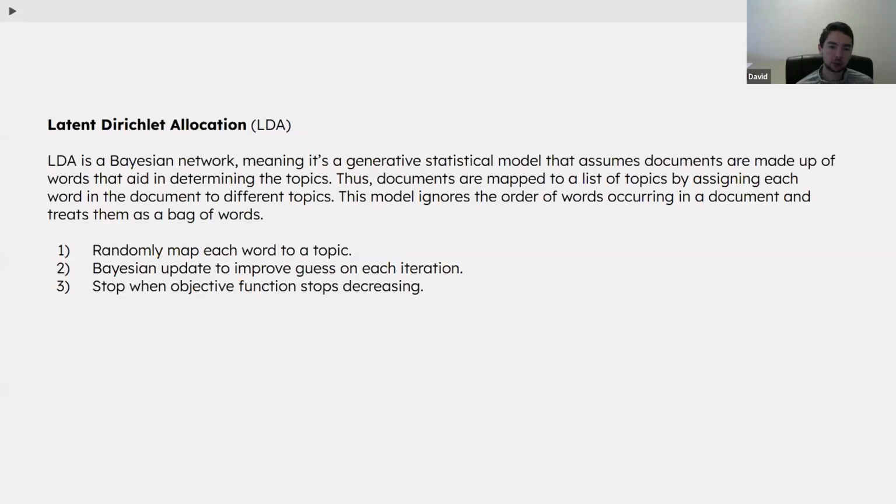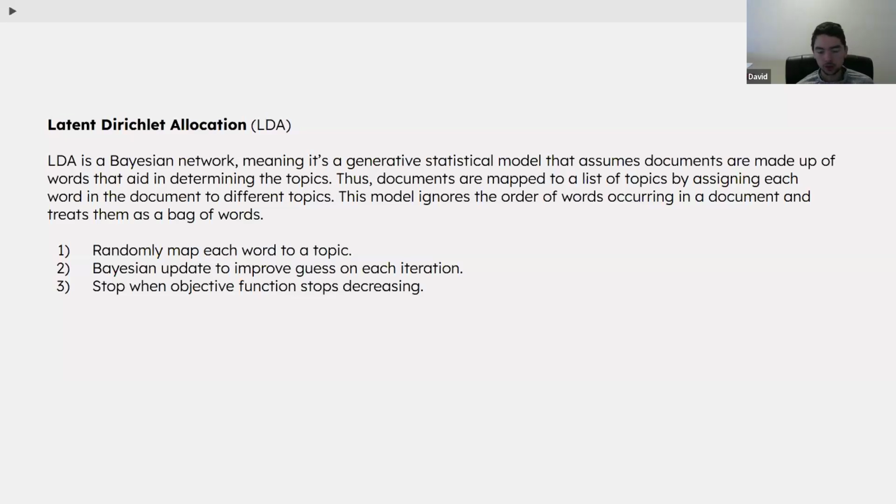We're using a Bayesian network, which basically is not a neural network, but it's a statistical model that assumes the documents are made of words that help determine the topics, and the documents are mapped to the list of topics based on what words they have. And so, yeah, the order of words doesn't matter. Only the count of the words in each document.